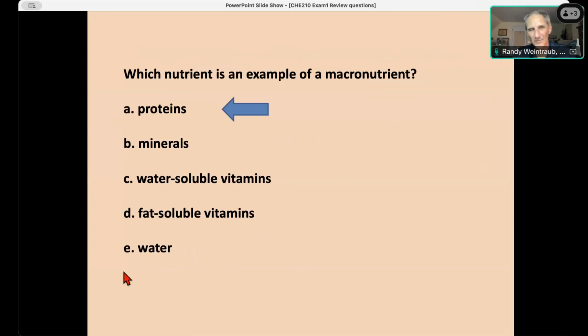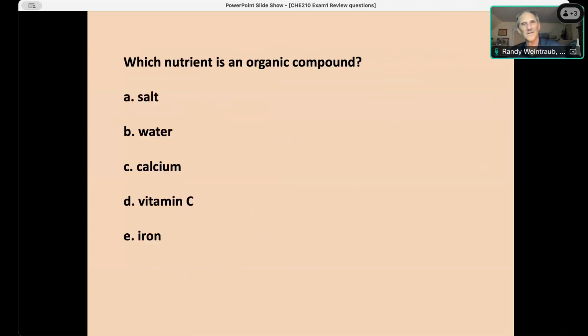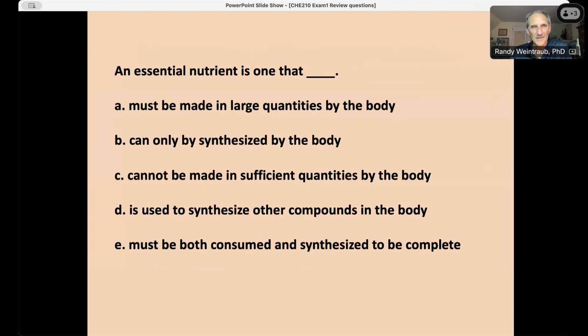I suppose one could say that water is also a macronutrient. Let's see, a nutrient that's organic. Organic means it has carbon. That's the main thing. And that's vitamin C. An essential nutrient is one that cannot be made in sufficient quantity by the body.